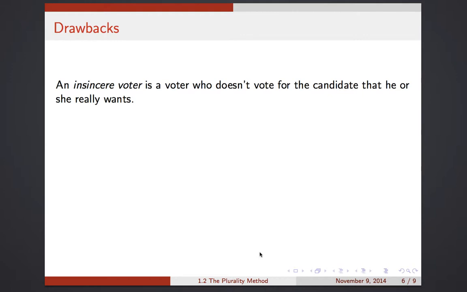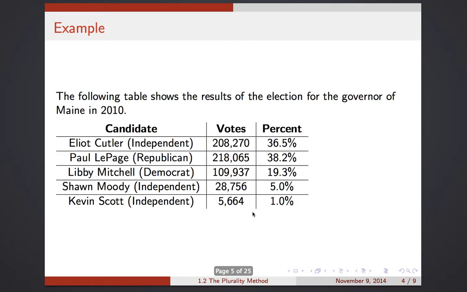So another drawback is the idea of insincerity. And I should say here, insincere in this context is not meant to be a put down. It's not meant to imply a character flaw or something in the voter. It's simply a technical term. So insincere voter here is a technical term that means a voter who doesn't vote for the candidate that he or she really wants. So let's go back to this table here.